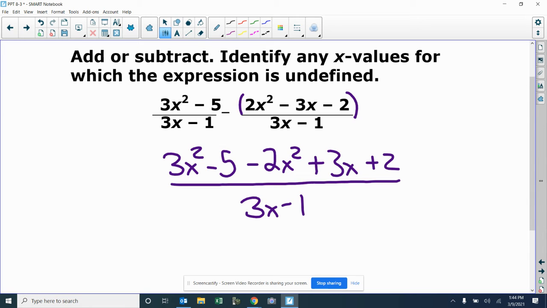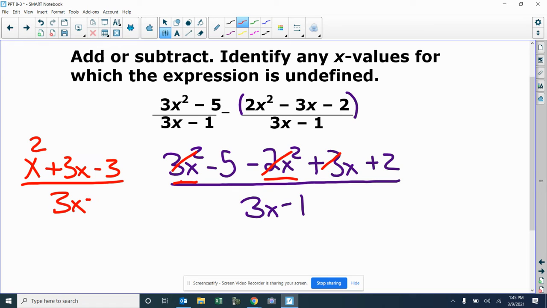Combine like things that we might have here, okay? X squared, we have 3 positive and 2 negative, so it's going to give us 1 positive x squared. We have plus 3x, and then we have negative 5 and positive 2, which gives me negative 3, and that is going to be over 3x minus 1.